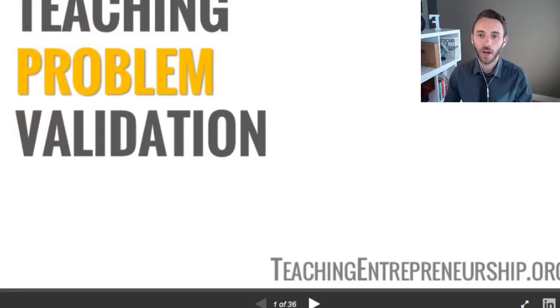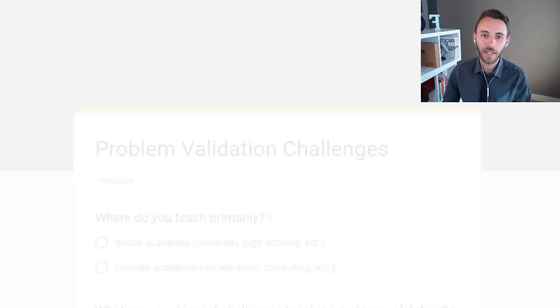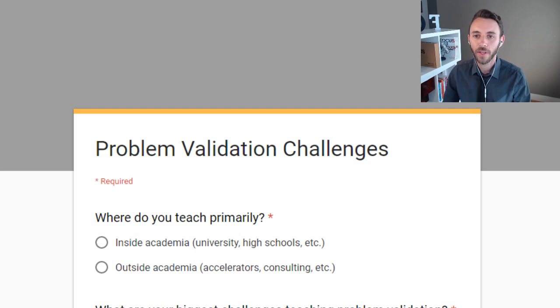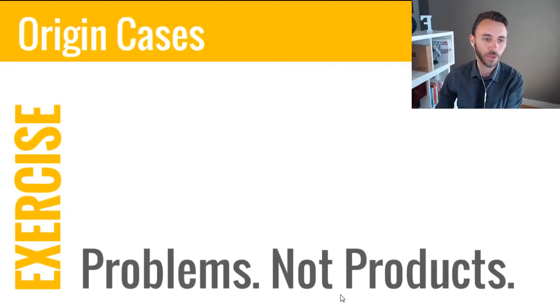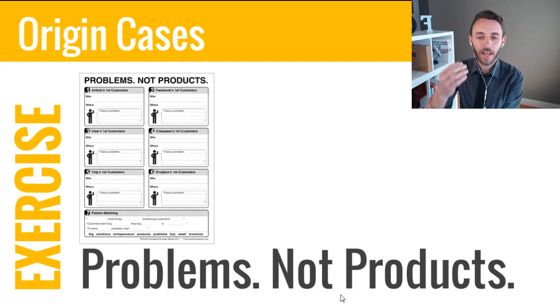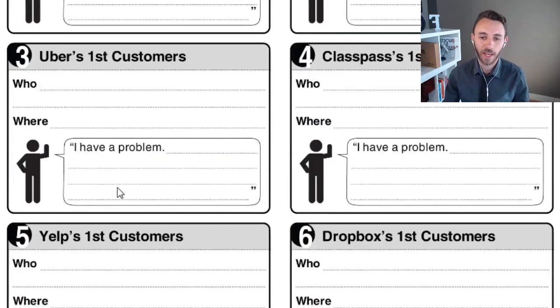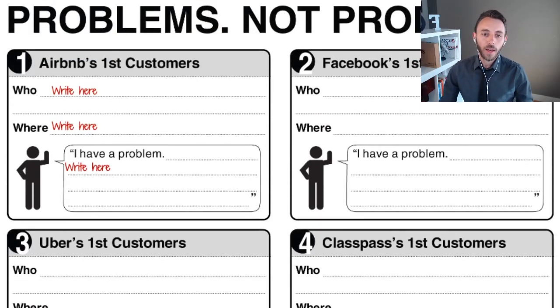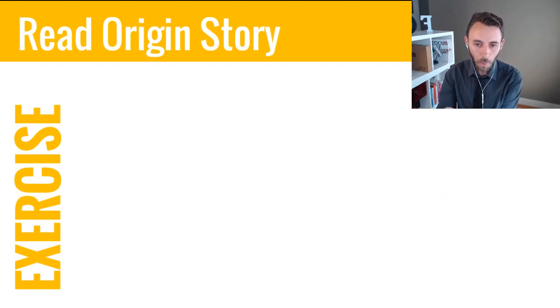So I'm going to turn on the Problems, Not Products exercise here. I'll make this active. I'm going to take away the survey here just to make it a little cleaner for you. All right, so this is an exercise that you can walk your students through. It's called Problems, Not Products. And it actually walks your students through the origin stories of several of the startups that they are familiar with: Airbnb, Facebook, Uber, ClassPass, Yelp, Dropbox. What your students are going to do is read the origin stories for each of these companies, and then do a little analysis on the very first version of that company.